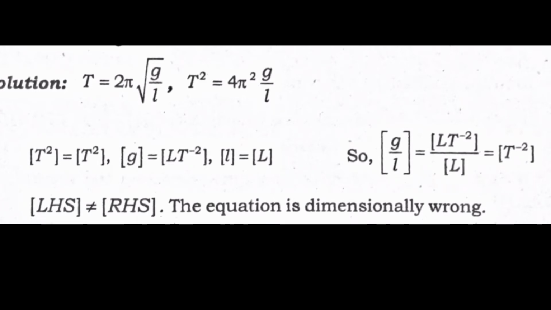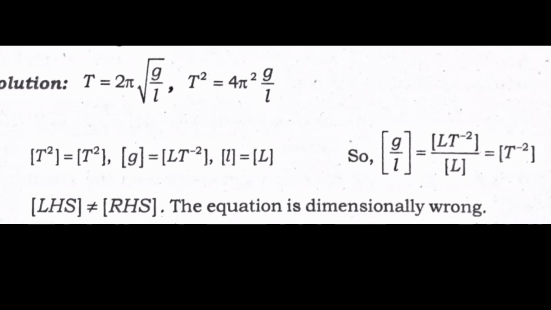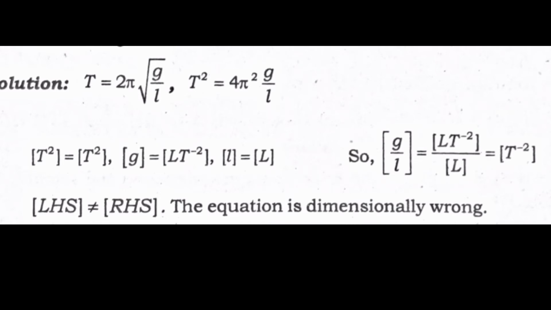So we can find the dimension of each term separately. Our equation is T is equal to 2 pi into root of G by L. We have a root here, so in order to avoid that, what can we do? Can we take the square? Yes, we can take the square of this. That is, T square will be equal to 4 pi square into G by L.